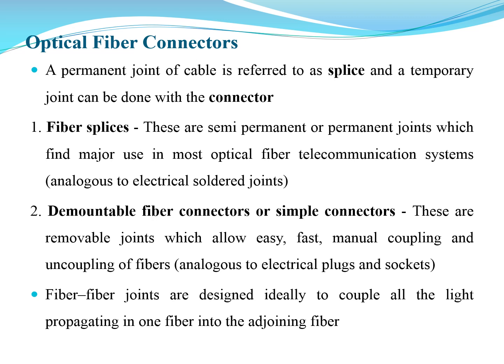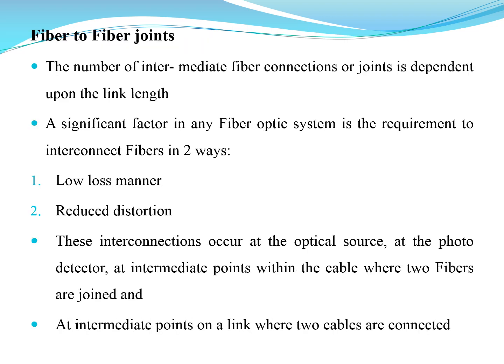Fiber to fiber joints are designed ideally to couple all the light propagating in one fiber into the adjoining fiber. If I consider two fibers into which the light from one fiber has to enter the other, one is considered to be the emitting fiber, one is considered to be the receiving fiber. Then we have fiber to fiber joints. So how do we have to join the optical fibers?